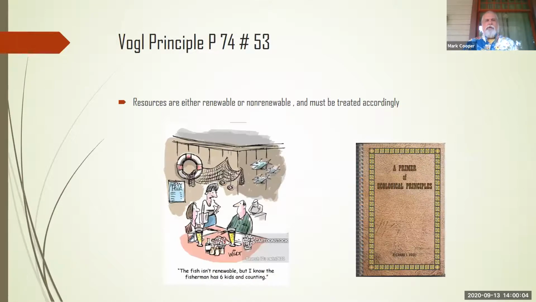And so, the Vogel principle: resources are either renewable or non-renewable and must be treated accordingly. These species, I mean, we could harvest alligator if we really need to for boots and things, but if you do it sustainably, they'll still be around. But if you treat them just as a profit-raising scheme and don't take care of them, then it's going to be non-renewable and they will disappear.